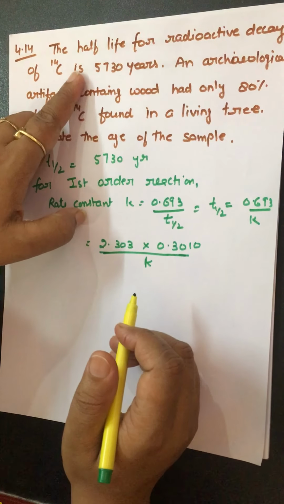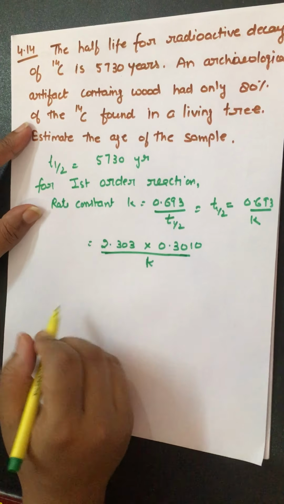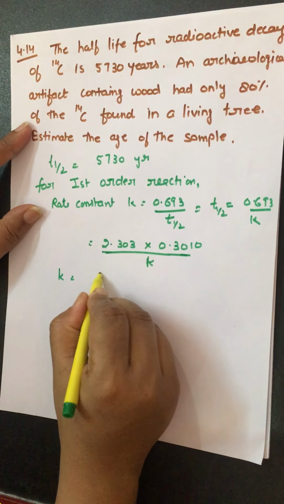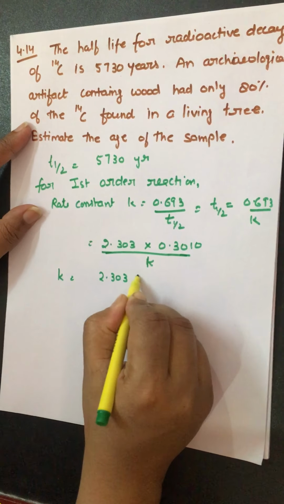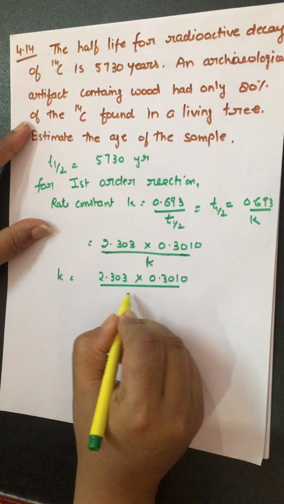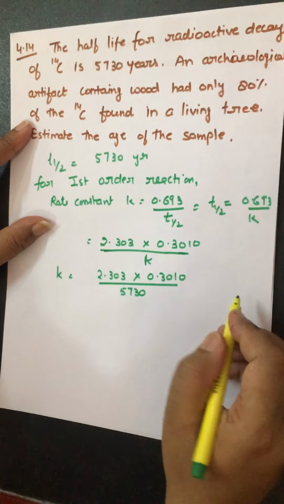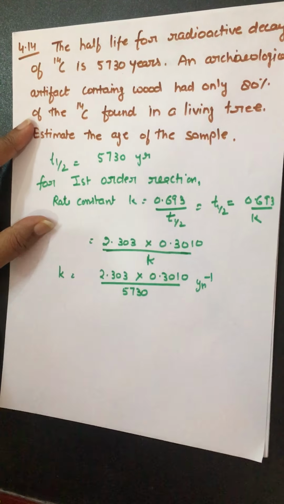Now, what we have to give in? Half-life period. Can we calculate K? K is equals to 2.303 into 0.3010 over 5730, right? And unit becomes year inverse.